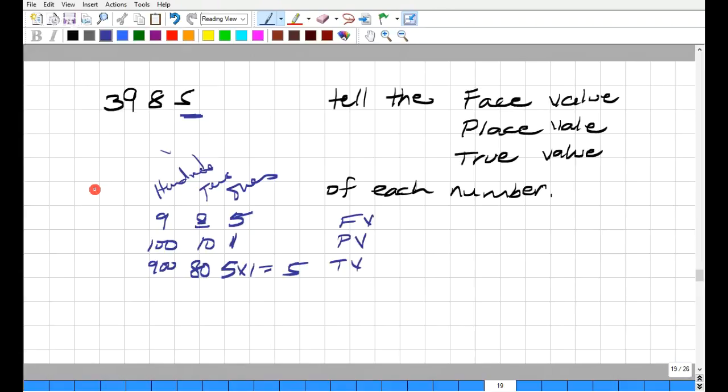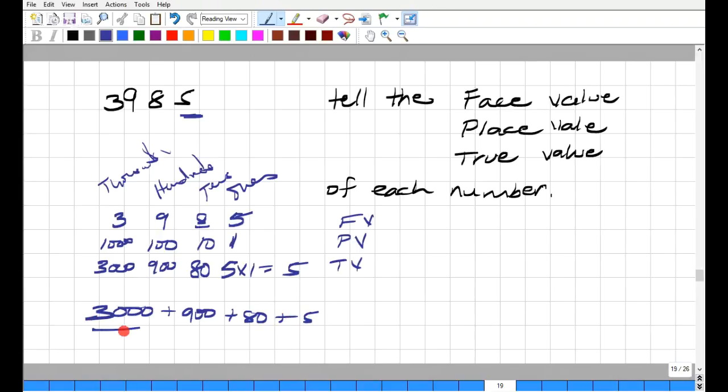Finally, we have our thousands place, and in the thousands place we have 3 face value, place value thousands. 3 times 1,000 would give us 3,000. So this is why we end up with 3,000 plus 900 plus 80 plus 5. And we end up with 3,985. So that's the face value, the place value, and the true value.